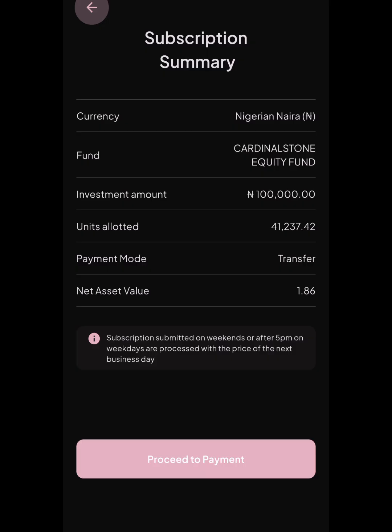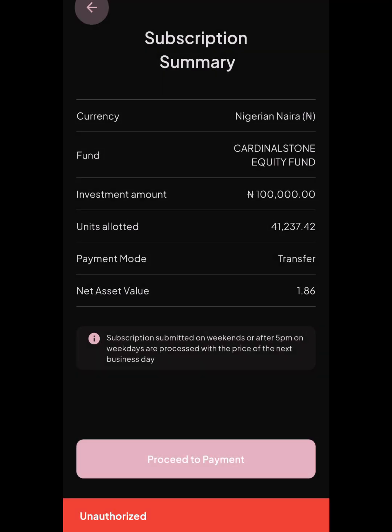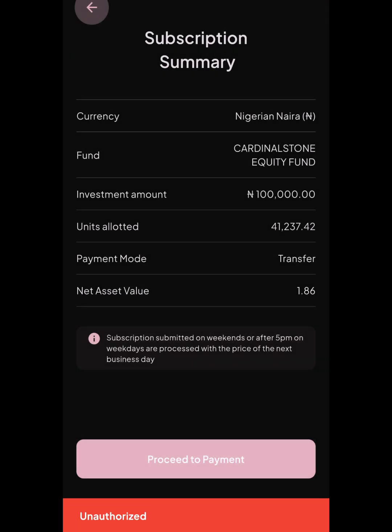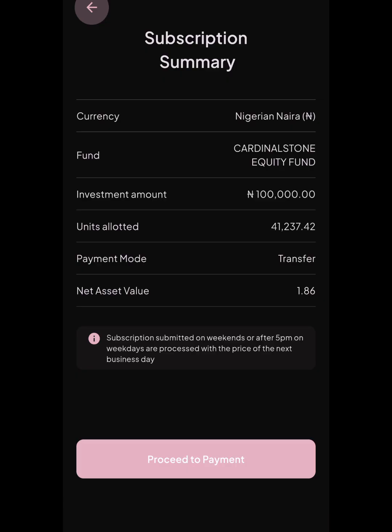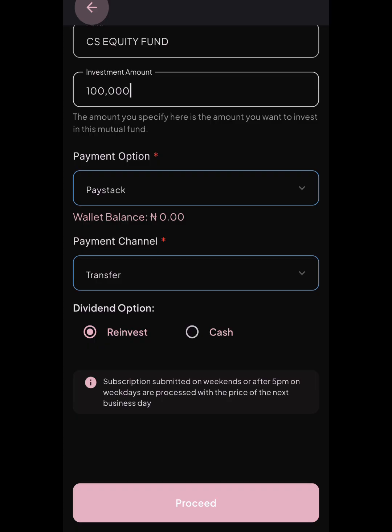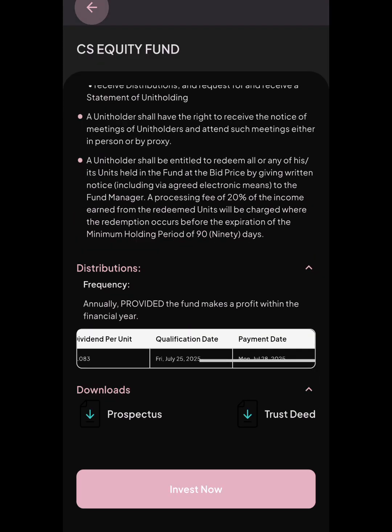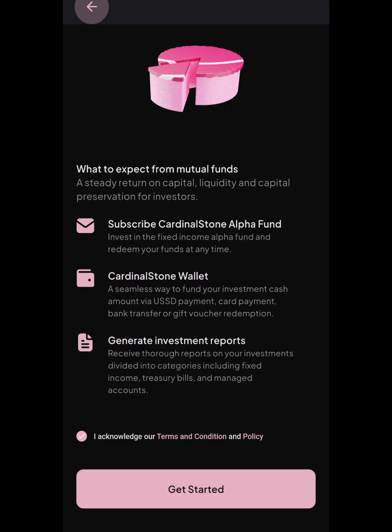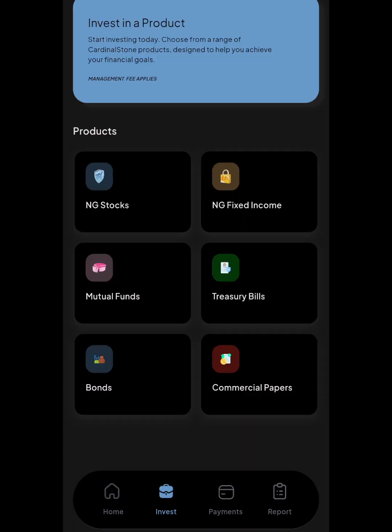So it gives me a breakdown here, how many units it is, how much it is, my method of payment, net asset value, all of that is summarized here, and I'm going to click on proceed to payment. Here it's supposed to proceed with payment, but I don't know why it's saying unauthorized. So we're going to go all the way back, and if you're getting this kind of error and your account is good to go, what you can do is go ahead and fund your wallet.